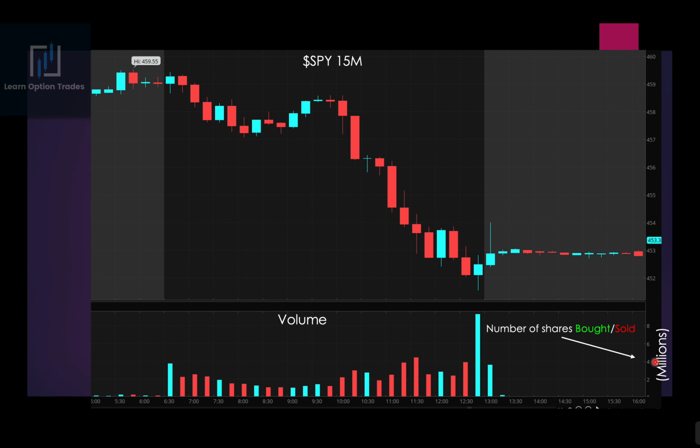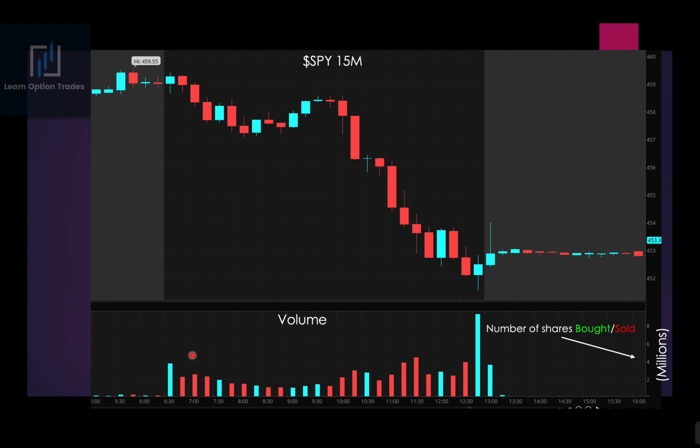Some bigger companies are traded more. So like the S&P 500, it's a big ETF. There's millions of people buying and selling the share all day, every day, simultaneously, back and forth. So these numbers are in the millions. I know it says 2, 4, 6, 8, but think about it: 2 million, 4 million, 6 million, 8 million. So in the first 15 minutes of market open, there was almost about 4 million shares bought right at market open.